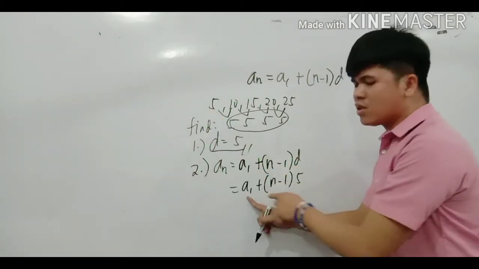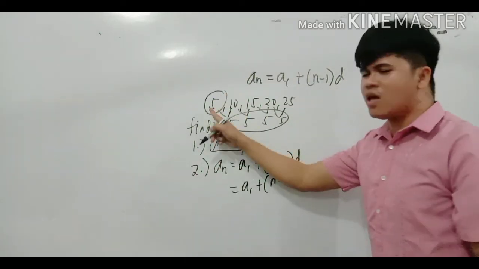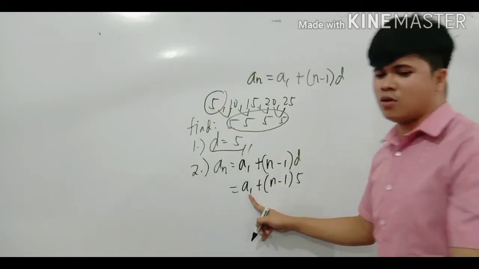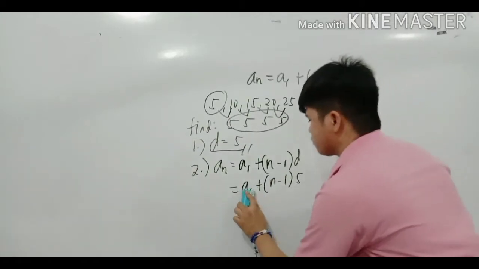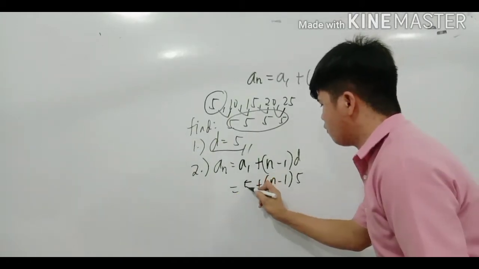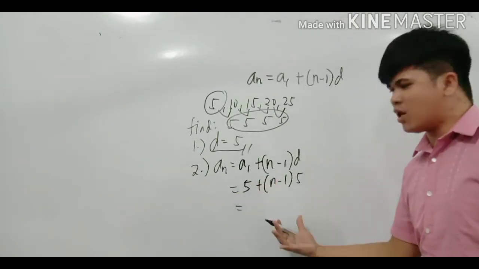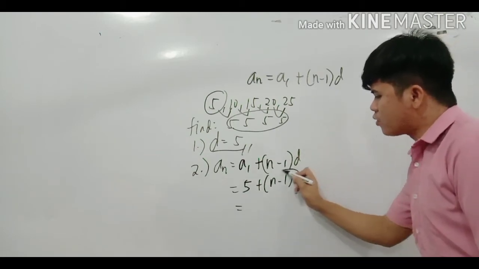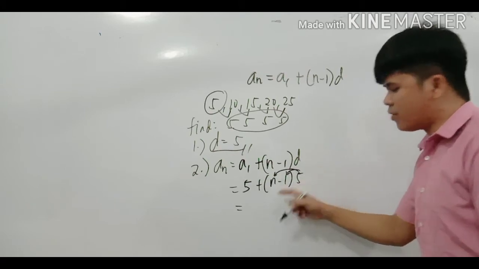Remember, a sub 1 is the first data, or the first term. So, we simply substitute 5 here. We can rewrite it as 5 times the quantity. Then, we evaluate. First, we have to distribute this 5 to the terms inside the parentheses.